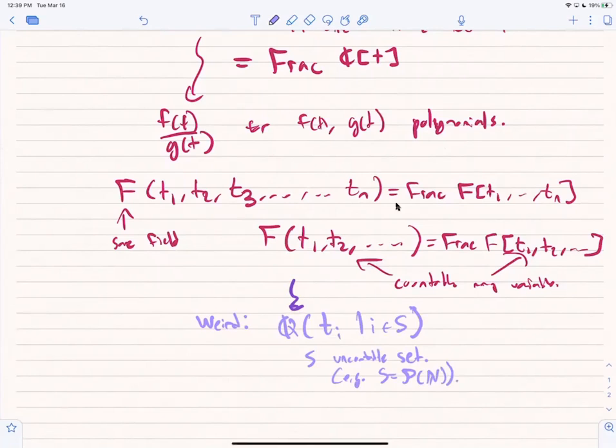Sorry, uncountable. When I said undercountable, I guess uncountable maybe just means not countable. So I mean sort of the next cardinal up, like the cardinality of the real numbers, or the cardinality of the power set of the natural numbers.